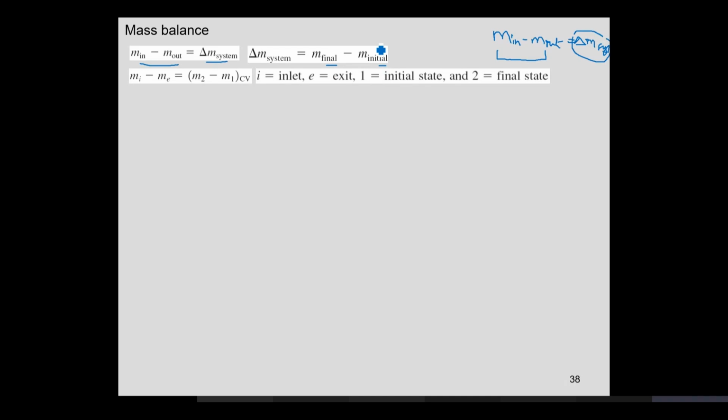The state at time t equals 0 and t f when the process has completed. And you have m inlet minus m exit essentially equal to the change in the mass of the control volume.